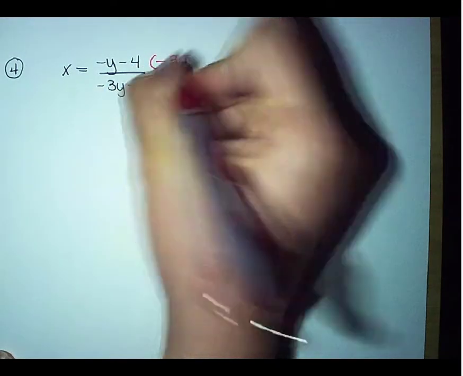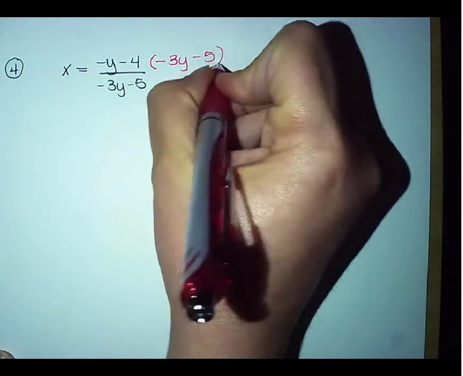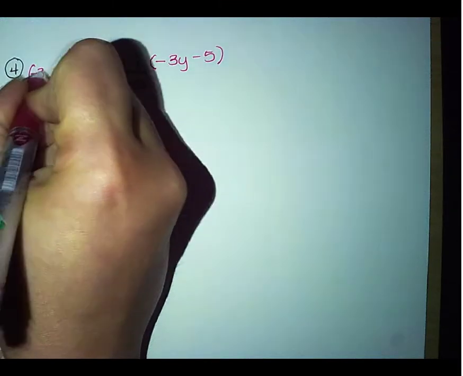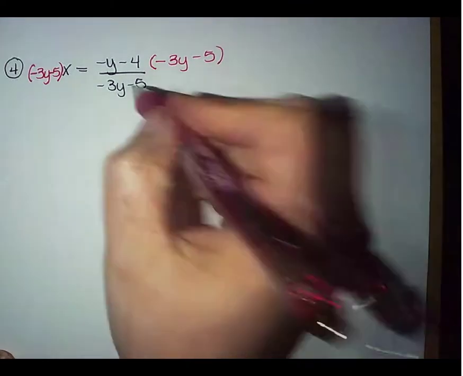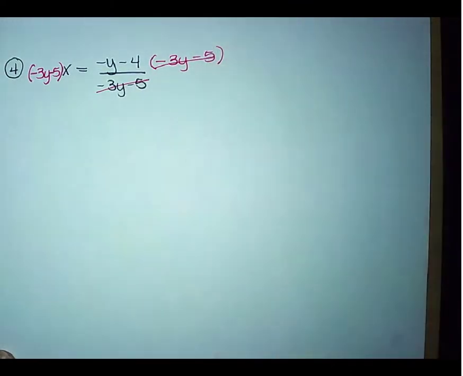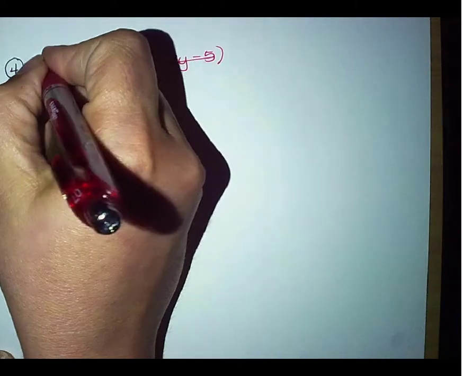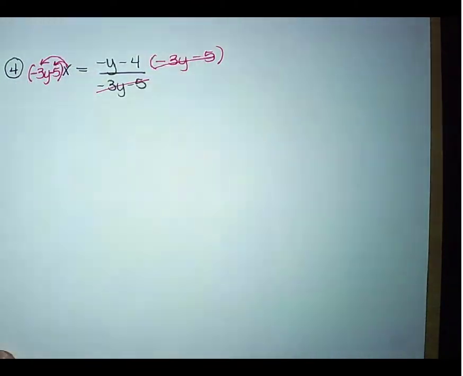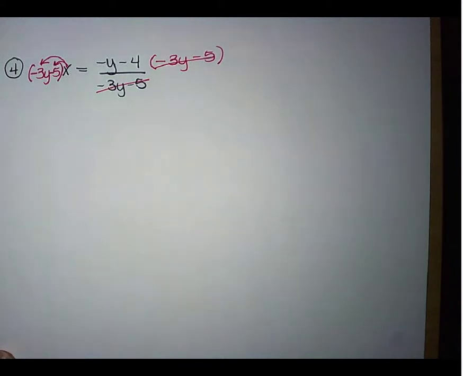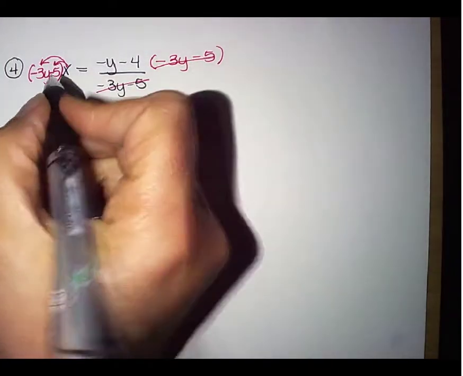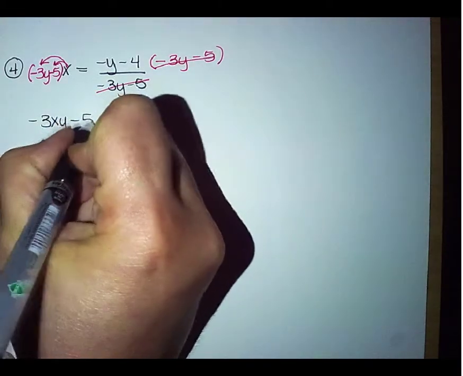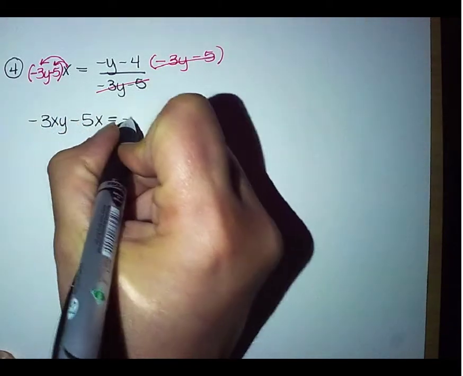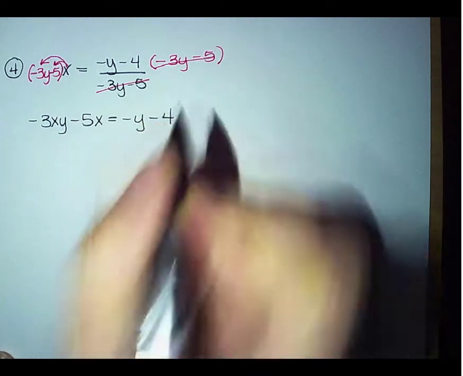multiply by negative 3y minus 5 on both sides, just like we did for the previous two examples, actually the previous 3 examples. So again, the negative 3y minus 5 is going to cancel each other out, and we're going to distribute this x over here on the right hand side. That's going to give us negative 3xy minus 5x equal to negative y minus 4.